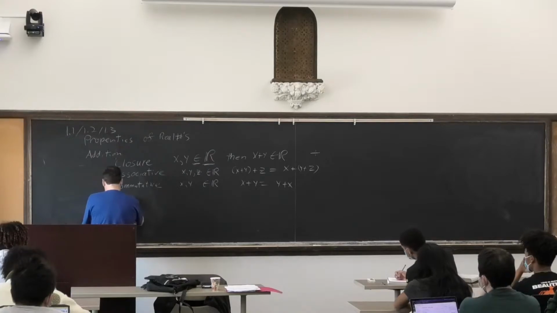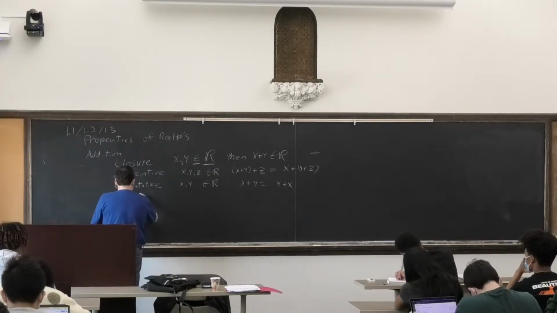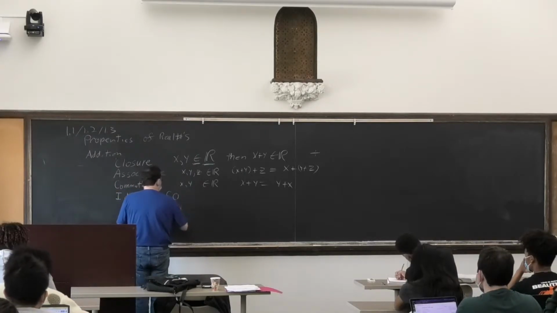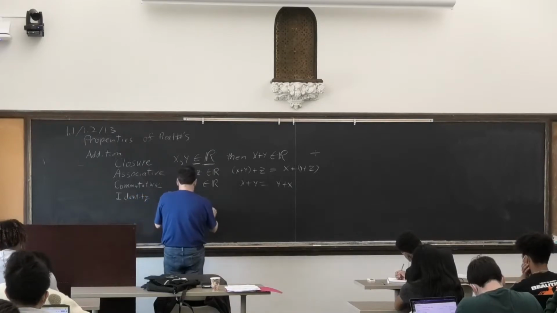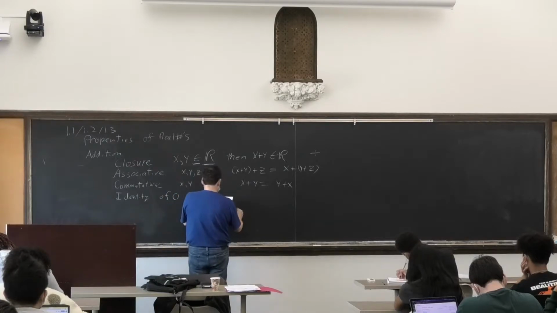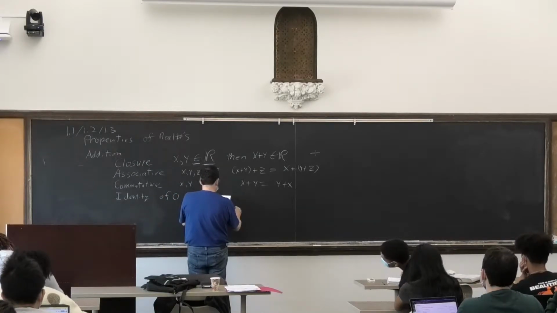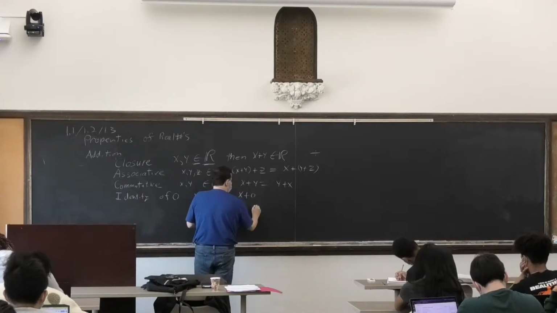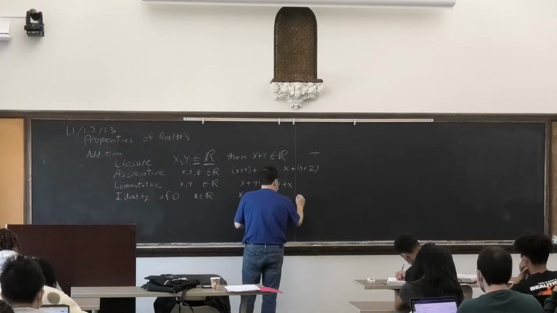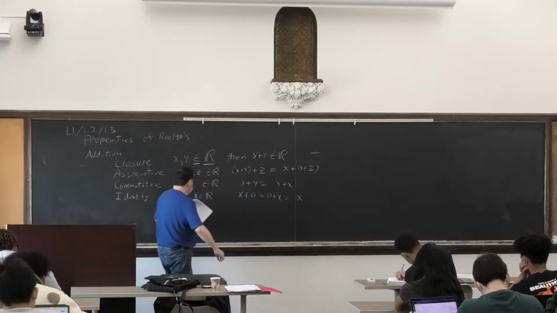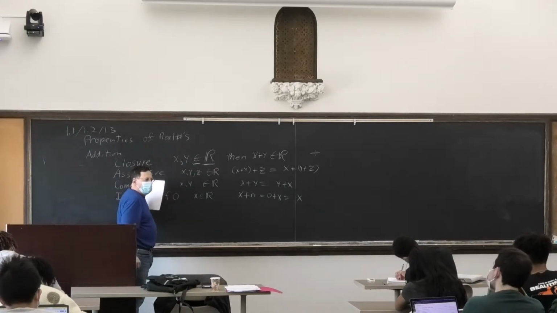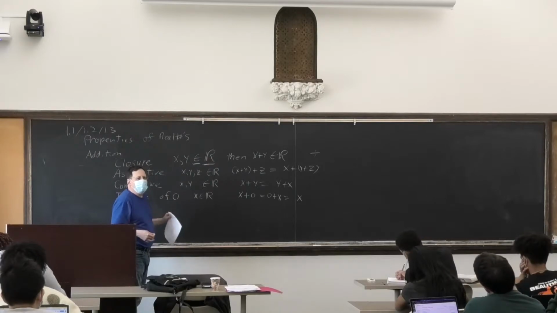Identity property of 0. That just means that if x is a member of the reals, then x plus 0, of course, is equal to 0 plus x because of commutativity. It's equal to x. The identity is the member of the set that when you apply this operation, doesn't do anything to it.